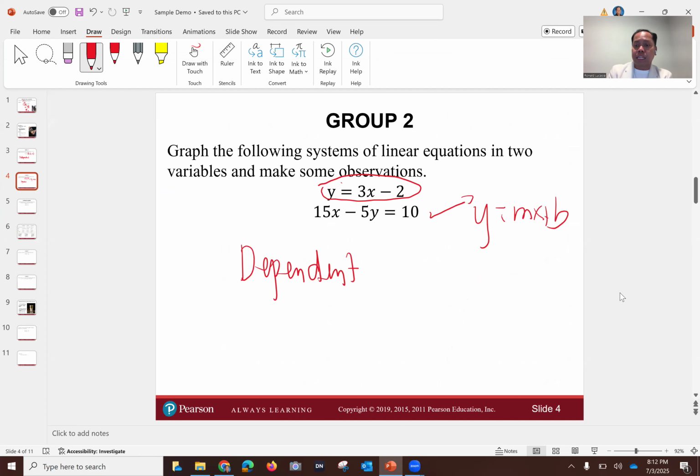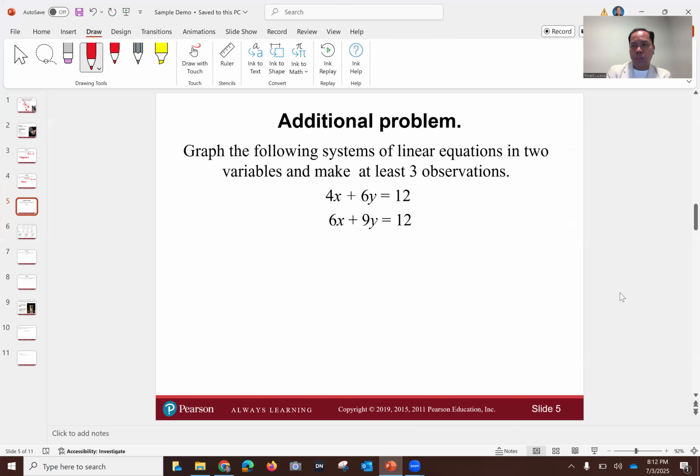Okay, now I want you to do this one individually. The Desmos link is in the chat box. Graph the following systems of linear equations in 2 variables and make at least 3 observations. I'm gonna give you like 3 minutes.